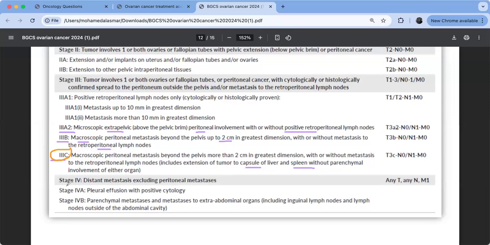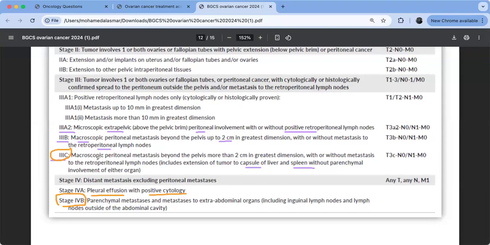If the spread is to the parenchyma, what is this? This is considered as distant metastasis. This is 4B. 4A is pleural effusion with positive cytology.